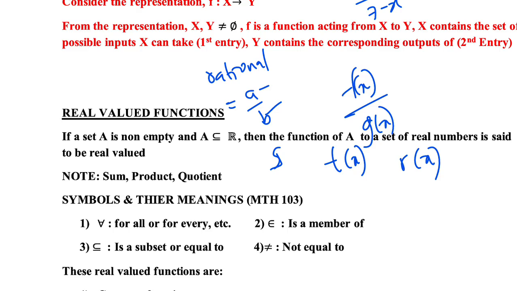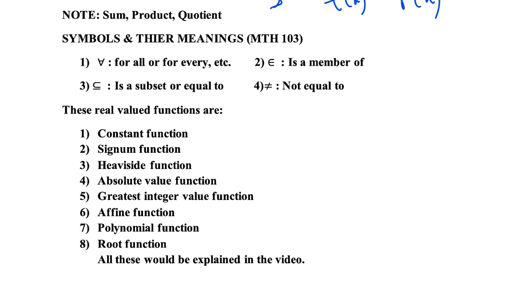Then let's look at the real value functions. Once you understand each of them, you'll be able to get it, no matter how the question is twisted. So let's look at the first one, constant function. So what is a constant function? From the name, you should be able to understand it.